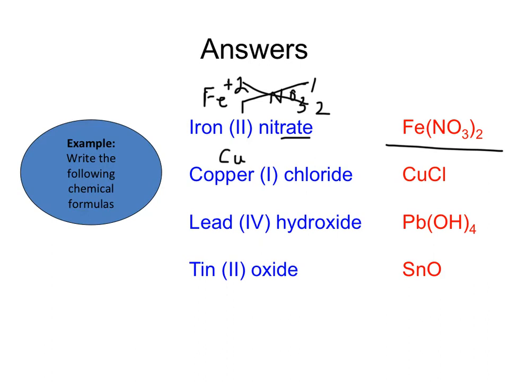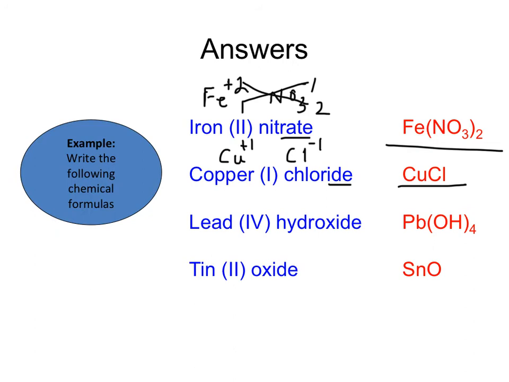Copper is Cu. Its charge is +1, as seen with the Roman numeral. I see it's ending in "ide," and so that means it's just a single nonmetal. I'm going to look up its charge, which is -1. Notice that a +1 to -1 equals 0, and so I'm just going to bring them together in that 1-to-1 ratio. No subscripts are needed.